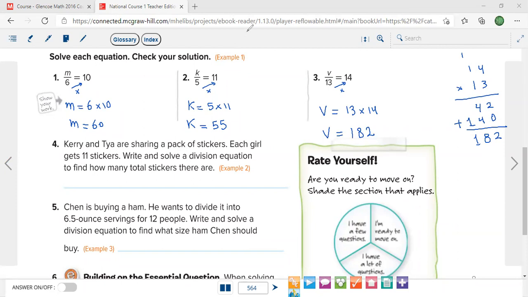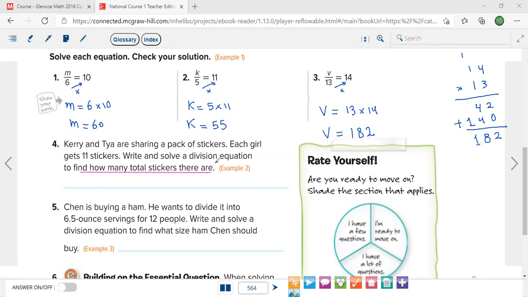Problem number 4. Kerry and Tia are sharing a pack of stickers. Each girl gets 11. Write and solve a division equation to find how many total stickers there are. How many total stickers are there?